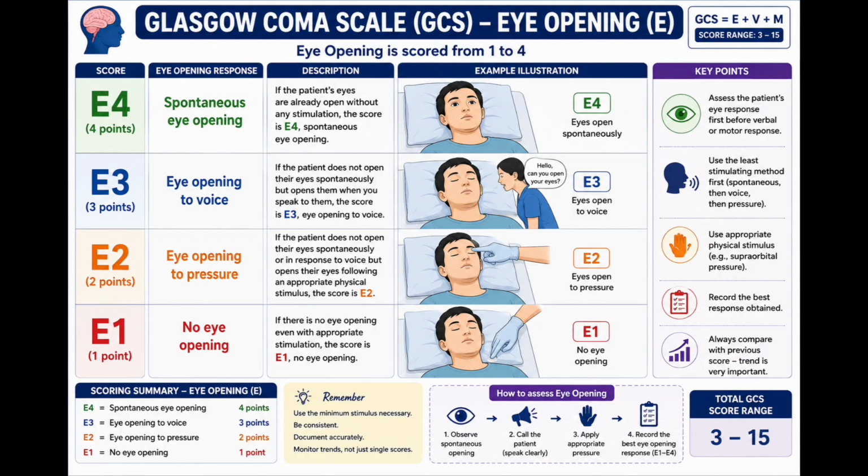The exact method of stimulation should always follow your hospital policy, clinical guidance, and appropriate training. E1, none. If there is no eye opening, even with appropriate stimulation, the score is E1. No eye opening. So for eye opening, remember 4 spontaneous, 3 to voice, 2 to pressure, 1 none.